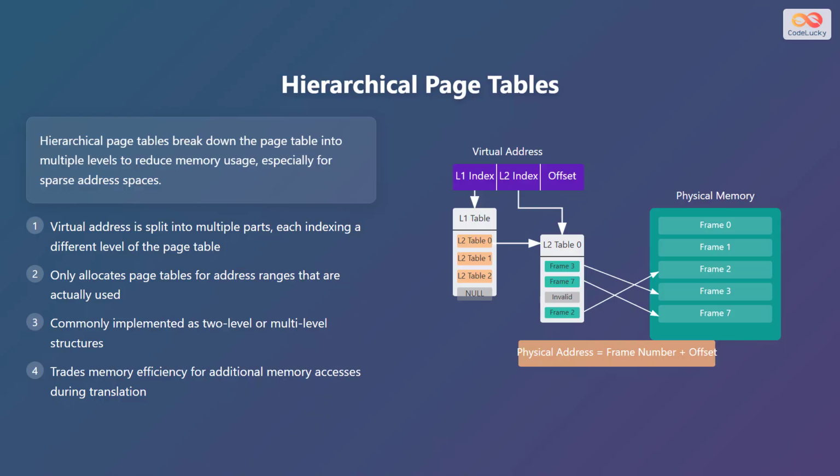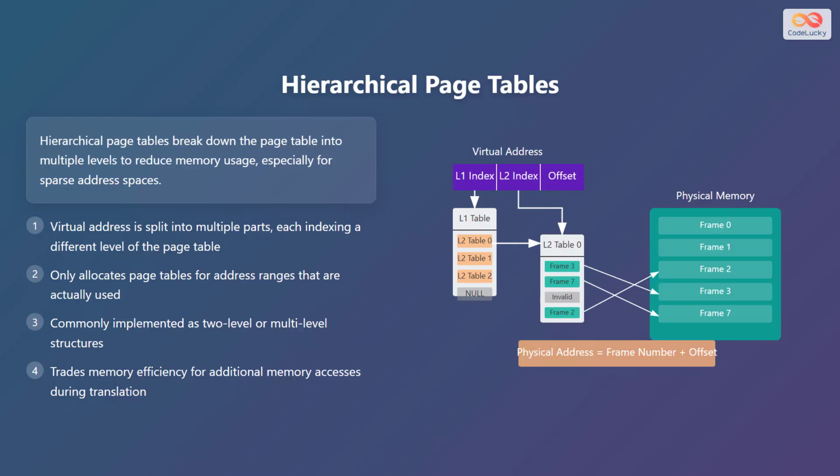Only allocates page tables for address ranges that are actually used. The hierarchical structure allows the system to allocate page tables only for the parts of the address space that are actively in use, conserving memory. Commonly implemented as two-level or multi-level structures. Hierarchical page tables are often implemented with 2 or more levels, creating a tree-like structure that further optimizes memory usage.